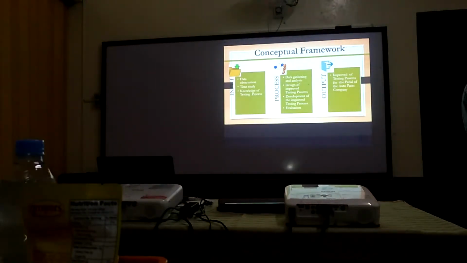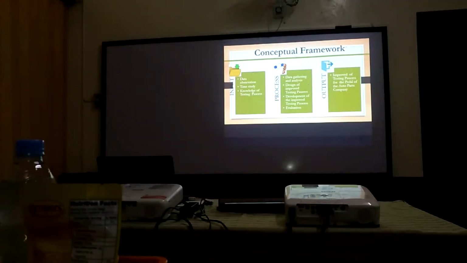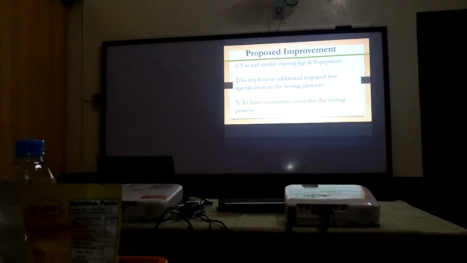So next, I came up with a conceptual framework. First, my input is data observation, time study, and knowledge of testing process. And for the process, the data gathering, analysis and design of improved testing process, development of the improved testing process, and also the last one is the evaluation for the process. And the output is the improved testing process for the pedal of the auto parts company.